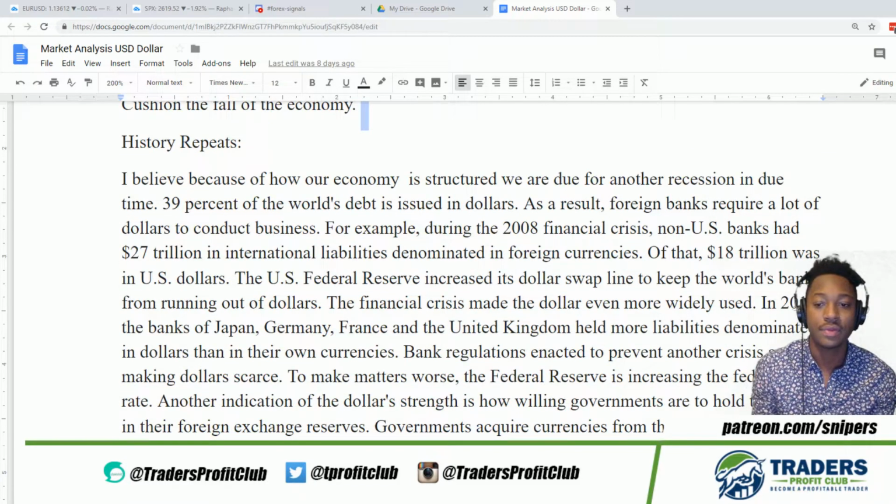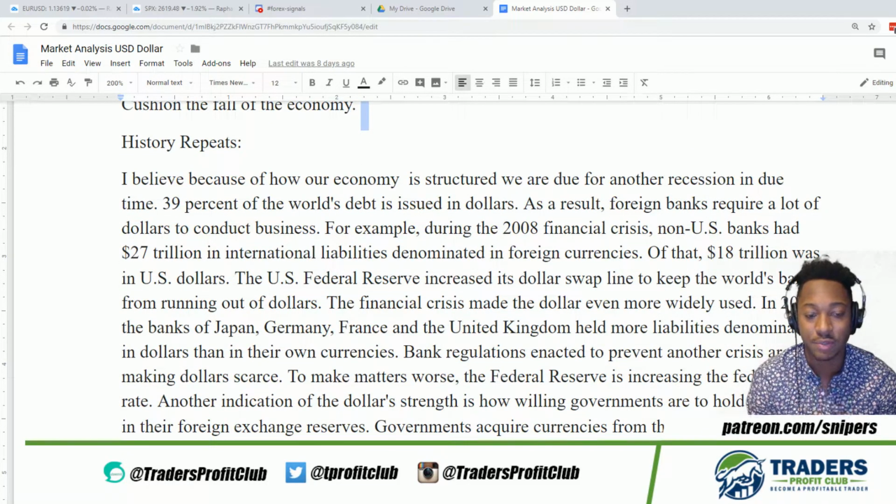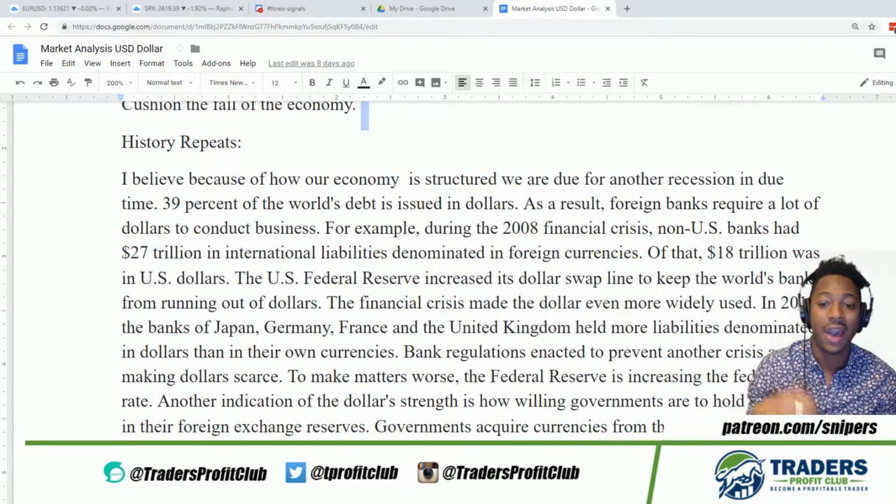So that being said, in 2017, the banks of Japan, Germany, France, and the United Kingdom held more liabilities in the US dollar, right, than their own currencies. Bank regulations enacted to prevent another crisis are making dollars scarce. To make matters worse, the Federal Reserve is increasing Fed funds, right?